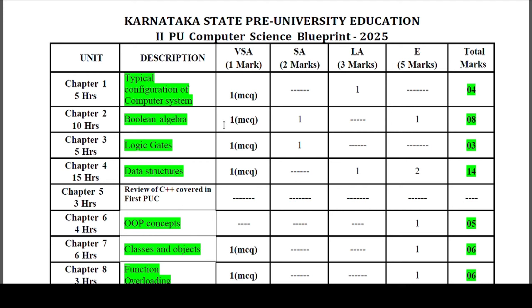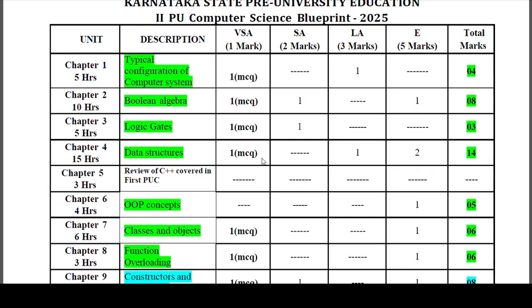So let's see the blueprint first. As we all know, the typical configuration is for 4 marks, and how it is appearing, let us see. It is for 1 MCQ and 3 marks, so totally 4 marks. Boolean algebra, again you get 1 MCQ, a 2 marks question and a 5 marks question. These things I have discussed in the previous video itself.